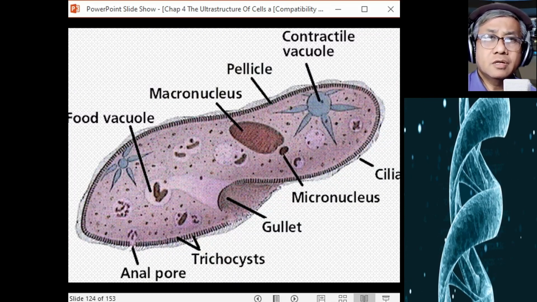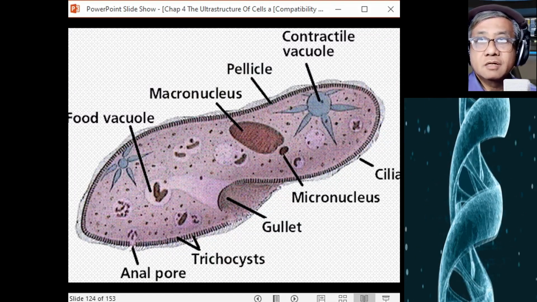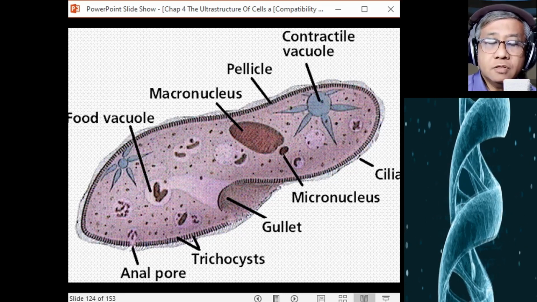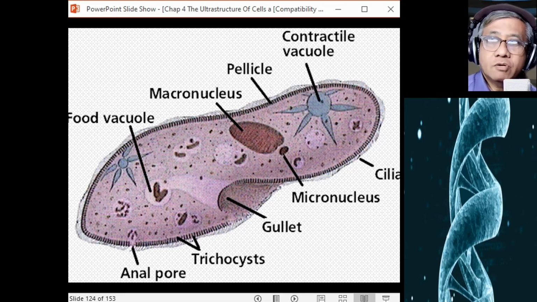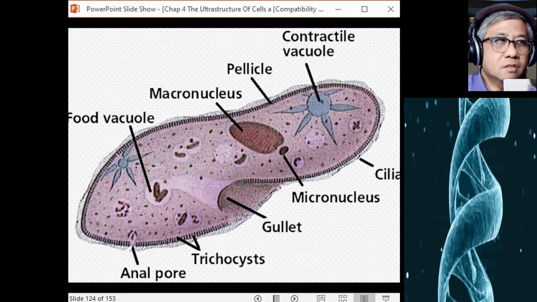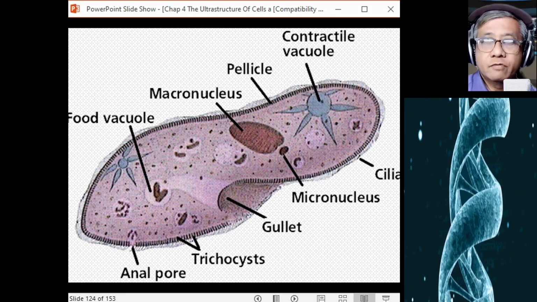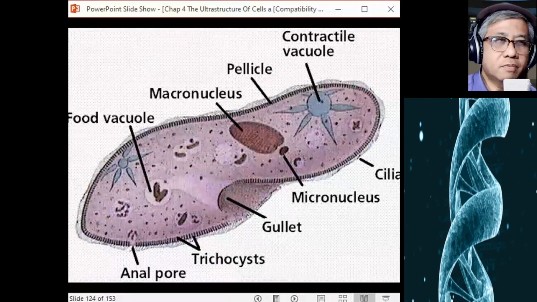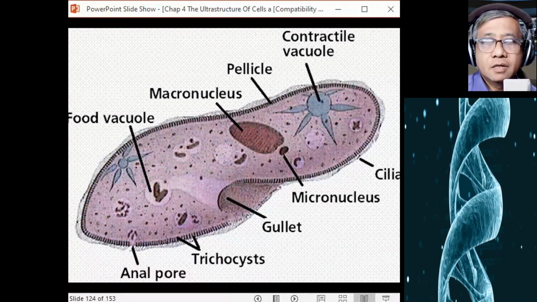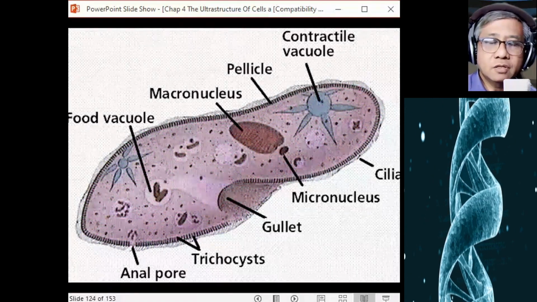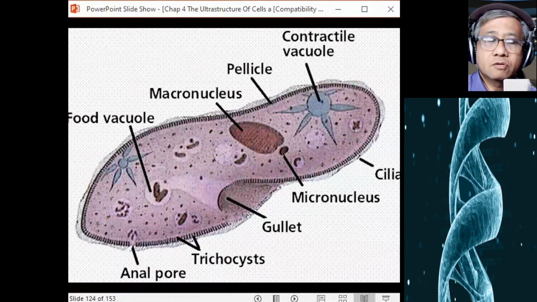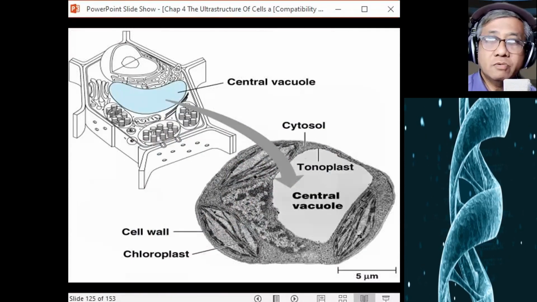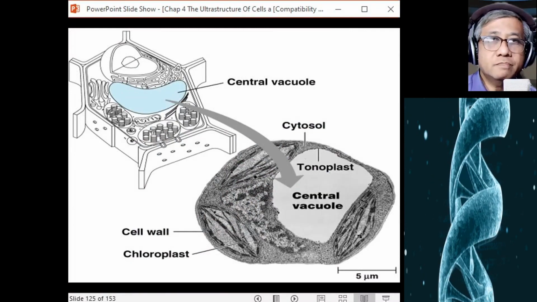Alright, now for certain organisms like protozoans, there are two major types of vacuoles found in protozoans. We have the food vacuole that stores food, and we have the contractile vacuole that removes excess water for protozoans, like this paramecium. Protozoans like the paramecium, the amoeba, they have a food vacuole that can store and digest food, and contractile vacuole that removes excess water.